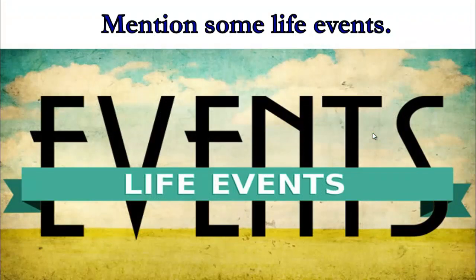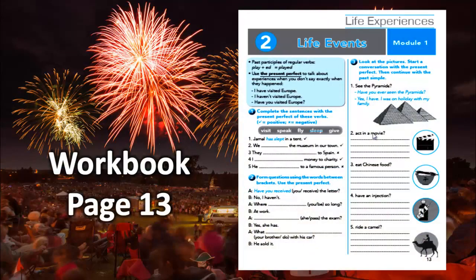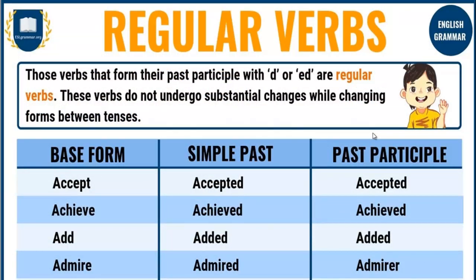Okay. Now you can mention some life events as I have told you before. You can write them in your notebook. Let's move together to workbook page 13. We are going to practice present perfect. Here we have a list of some verbs.